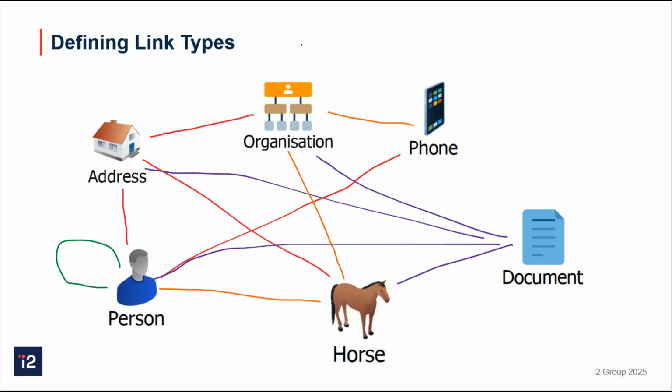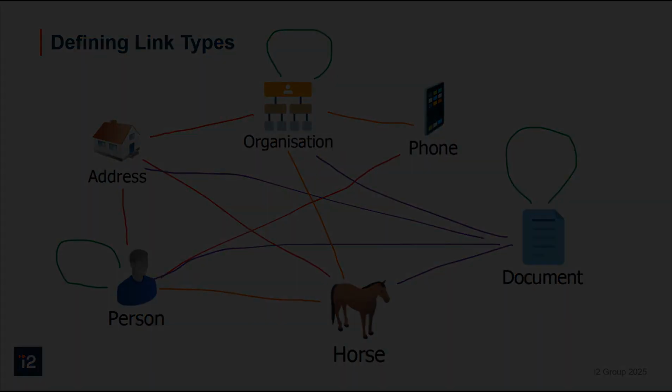You can also have an organization which is linked to a different organization, and a document which talks about or refers to another document. So those are the very crude drawings. What we will do next is draw the same thing in an i2 iBase chart.